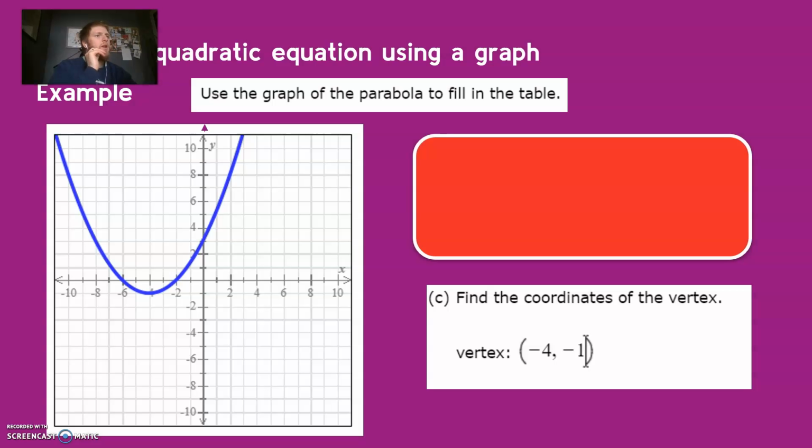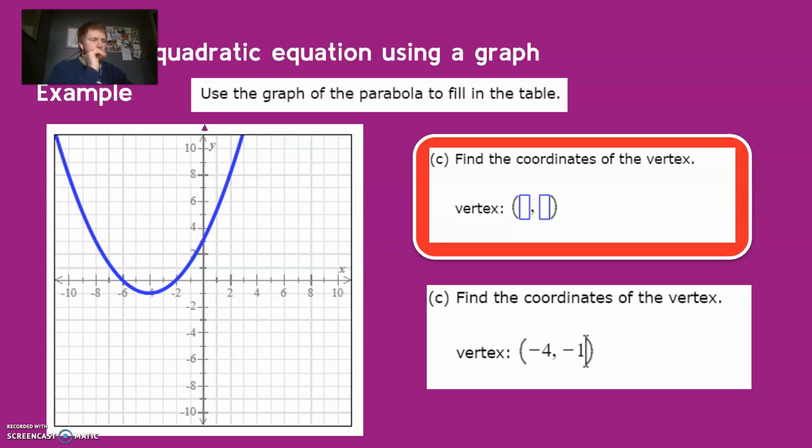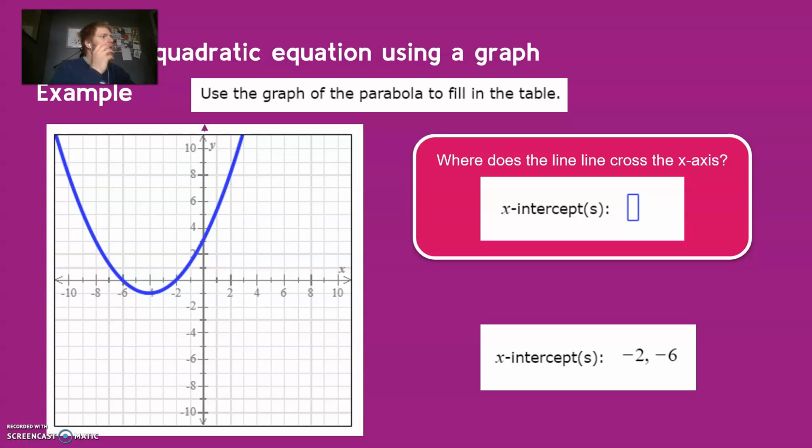Okay. Next, it asks you to graph the parabola and fill in the table, continuing with the same question. So finding the coordinates of the vertex, it's just going to be at the bottom there, which is the coordinate negative 4, negative 1. The last thing that it's going to ask you is to find the x-intercepts. So where does it cross? It crosses pretty obviously right here at negative 6, right here at negative 2. Those are our two x-intercepts, and you'll just type that in as your answer.